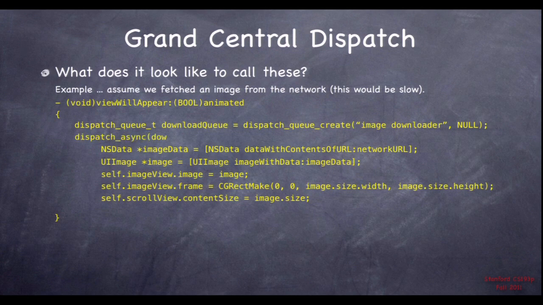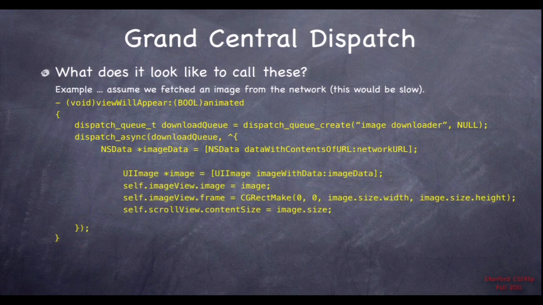So I create this queue, then I just say dispatch async, and put the code that I want to run in another thread in a block. It's really that simple, except for a couple of things. One, UIKit calls can only happen in the main thread. So this is bad, because look at that self.imageView.image equals, self.imageView.frame equals, scrollView.contentSize equals. Those are all UIKit calls. Those can't be done in this other thread. So how do we fix that? We simply move the UIKit code back onto the main queue.